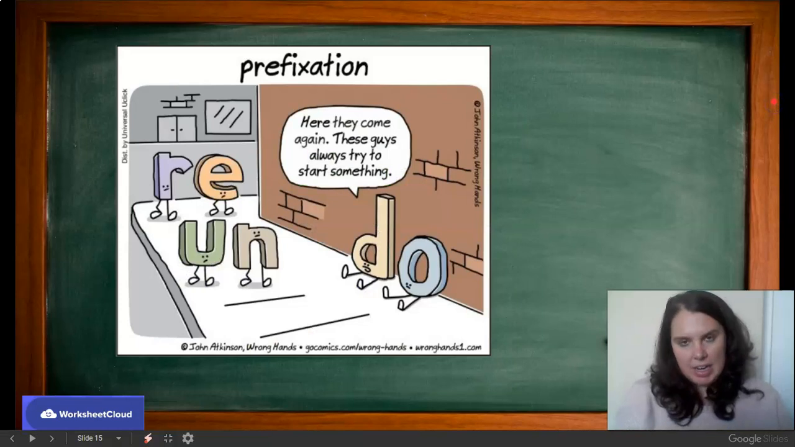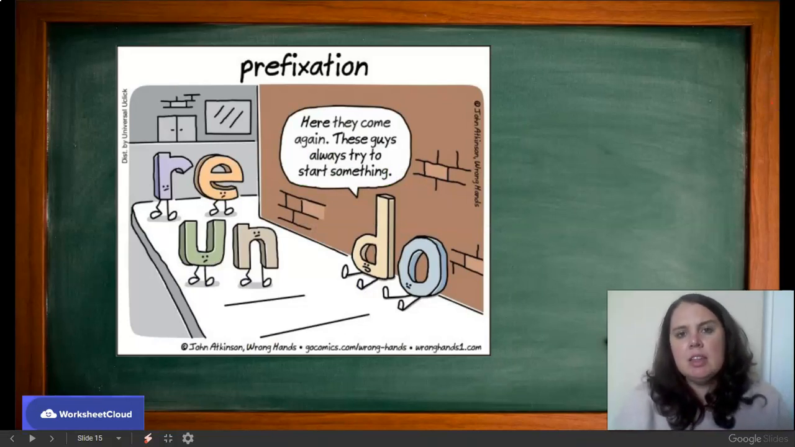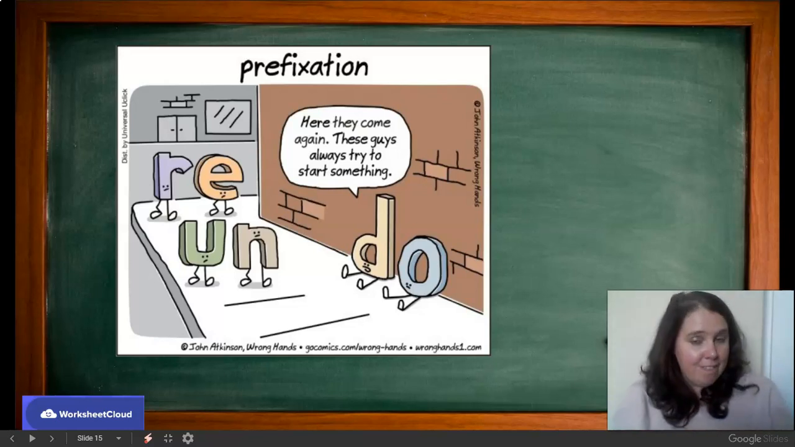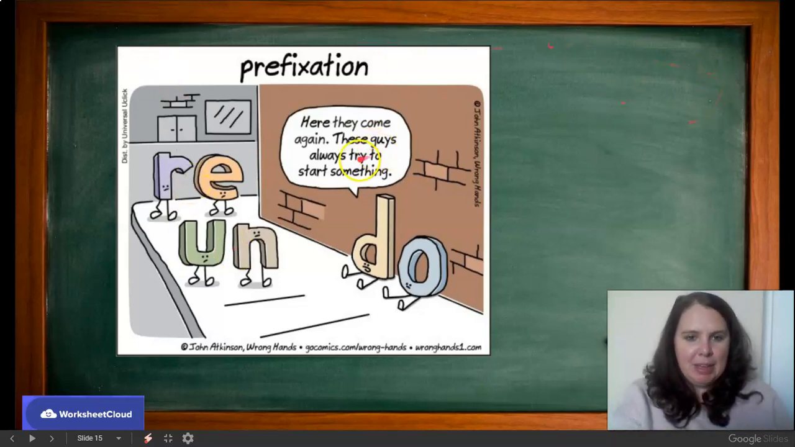Right, guys, so mindfulness, as that short little video showed us, is just taking the time to really appreciate your surroundings and live in the moment that you're given. Here's a final cartoon to show us a little bit more about prefixes. The word do sees re and un. Here they come again. These guys always try to start something. So to redo it, to do it again. To undo, to take it away. Okay, so a little bit of prefix humor to finish off our lesson.